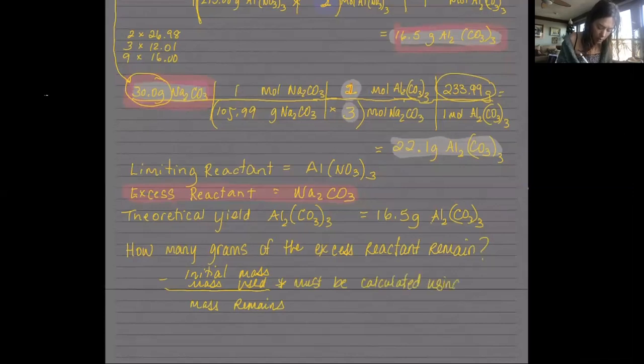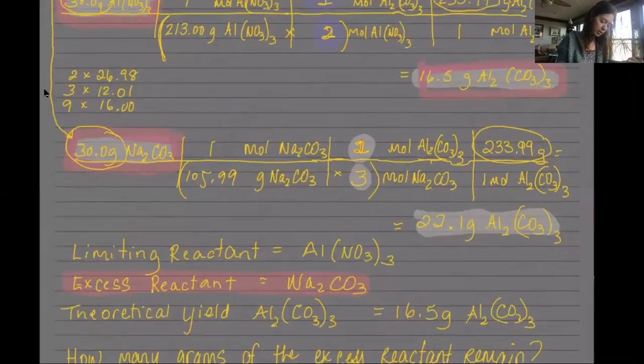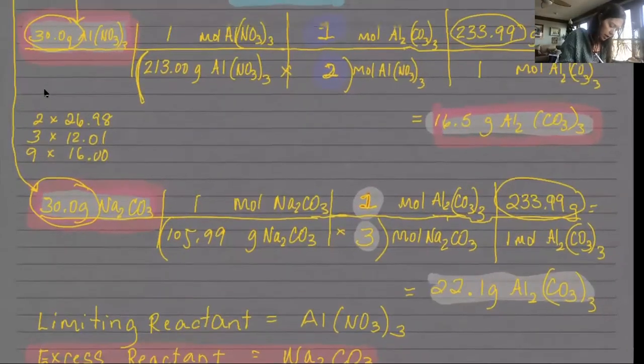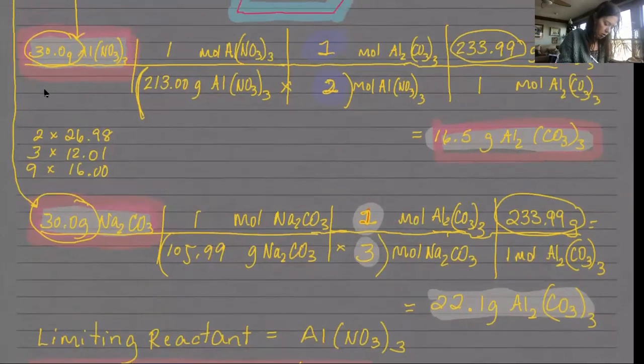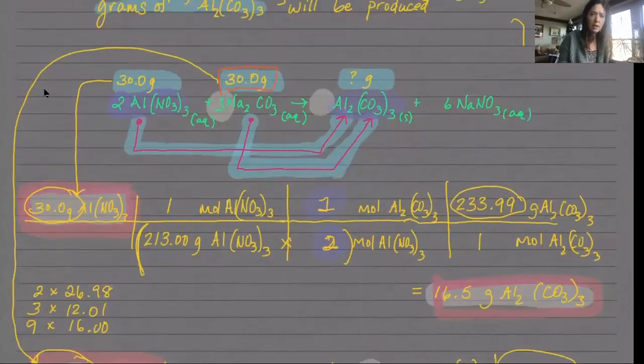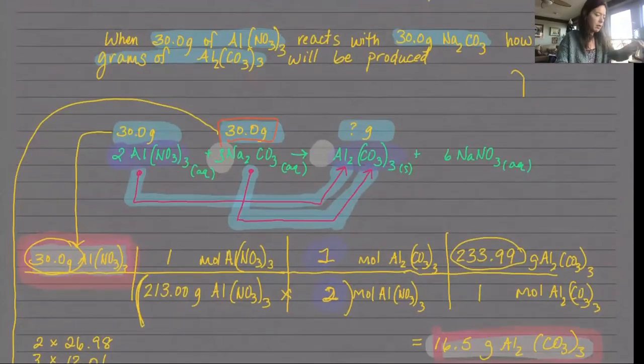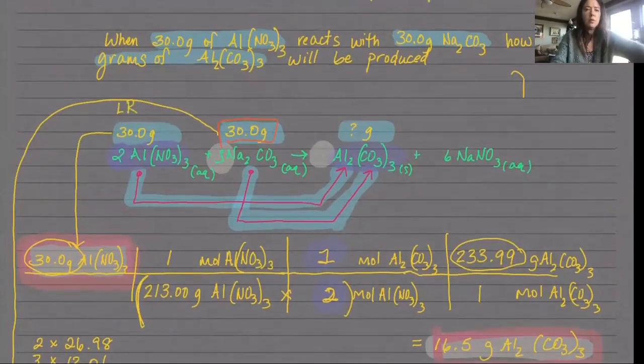Okay, there's a couple ways to go about it and you'll get the same answer, but both ways require the use of a mole ratio. So let's look up at our original equation. We know that this was the limiting reactant, so we know that all of this was consumed. Okay, so look at the first reactant. That was limiting. None of that remains. None of it remains. Okay? But we know that of our 30 grams of sodium carbonate, some remains.